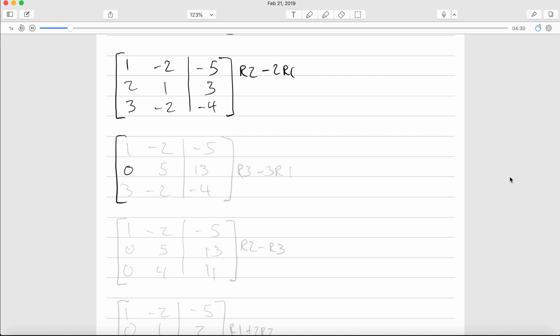Negative 3. No, it's 1 minus negative 4. Remember, minus and negative, that's the whole part. Plus. So if you're doing 1 minus negative 4, it's really 1 plus 4, right? And that's 5. And then 3 minus negative 10 is really 3 plus 10, right? Yeah, 13. So that becomes 13.